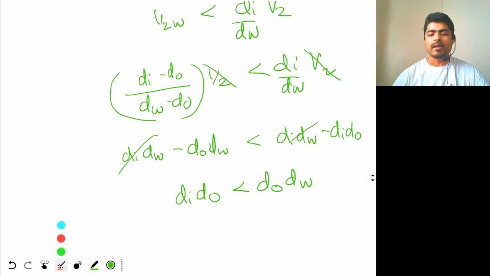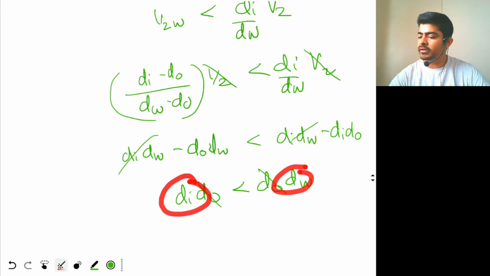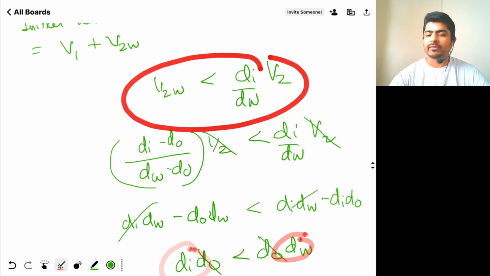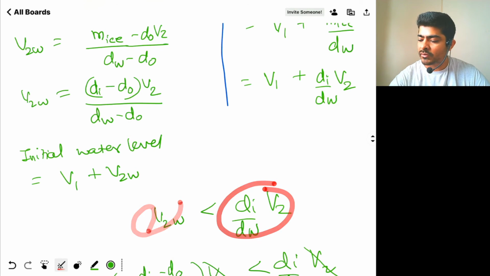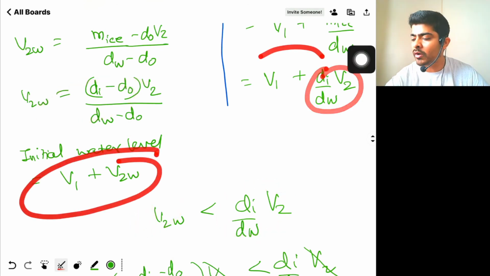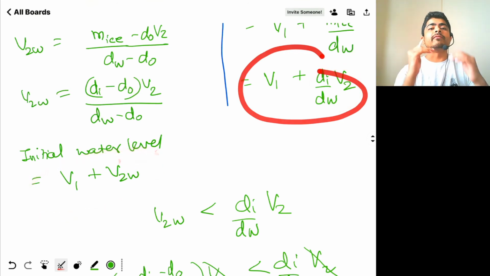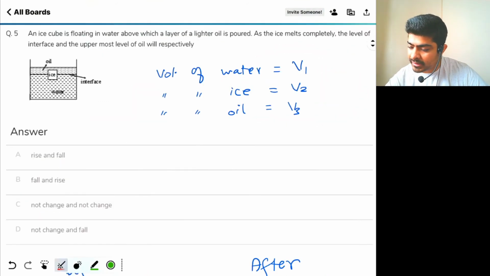If I cancel out do, obviously the density of ice is smaller than the density of water. So my assumption came out to be correct. So V2W is less than this term. This is smaller than this term. That means the initial water level is smaller than the final water level. So the water level will rise.